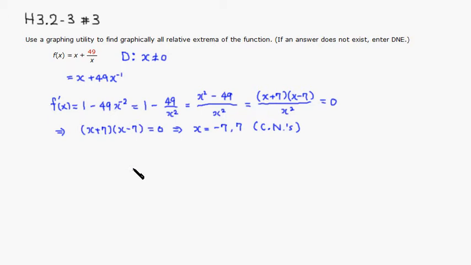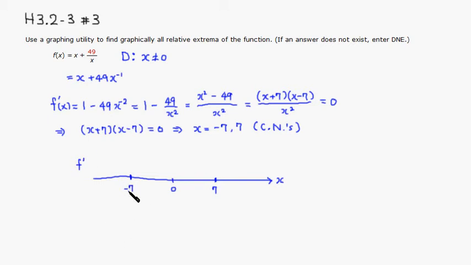Then we know that local relative max and relative min occur at the critical numbers, so we will check which one it is. So we're going to do a number line. First thing we need to put is, since the domain is all real numbers except 0, we have to put 0 there. And also the critical numbers: this is negative 7 right here, and positive 7. Then we just have to look at the sign of the derivative, f prime.